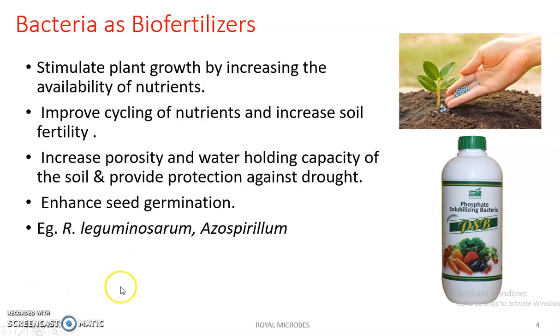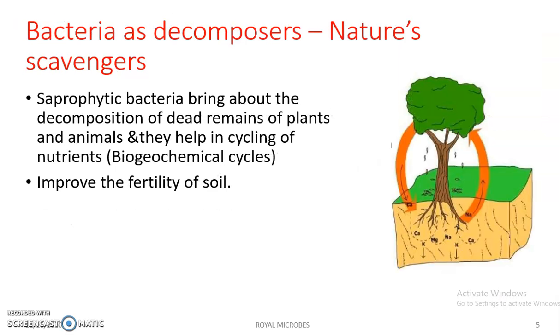For example, here we can see phosphate solubilizing bacteria is available and this can be used for increasing the fertility of soil. Here Rhizobium leguminosarum, Azospirillum etc. can be used as biofertilizers. One important advantage of these biofertilizers is that they are having good effects in the soil and they are not contributing any bad effects to soil like chemical fertilizers, or they are pollution free.